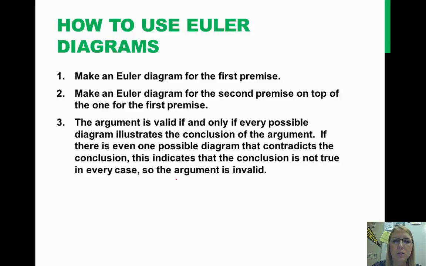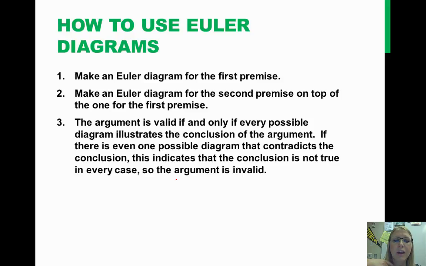So how do we use an Euler diagram? First of all, you have to make an Euler diagram for the first premise. So you should have 2 circles involved in that very first premise. Number 2, you're going to make an Euler diagram for the second premise, and you're going to put it somewhere, either inside the first premise, or on the side, or outside of it, depending on what it's saying to you. Right now that may not make sense to you, but it will in a minute when I show you.